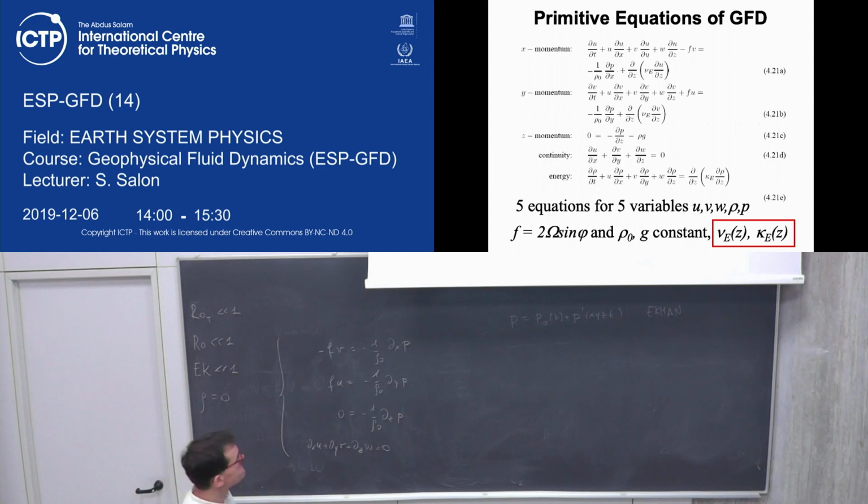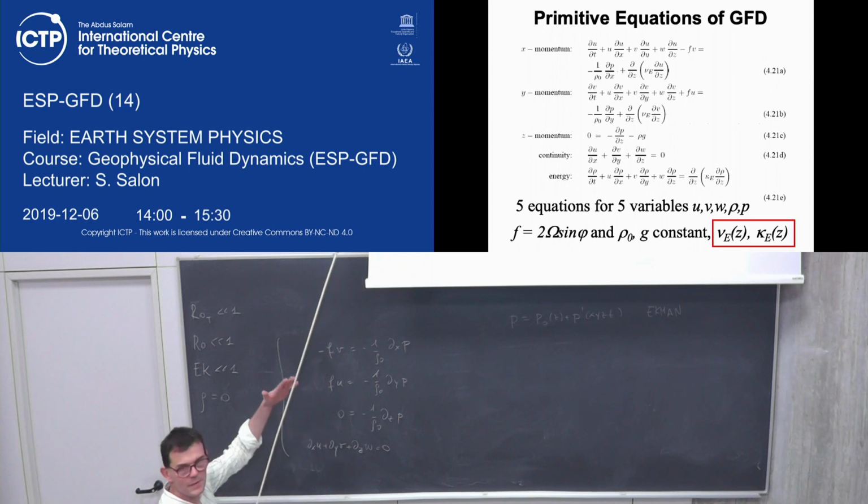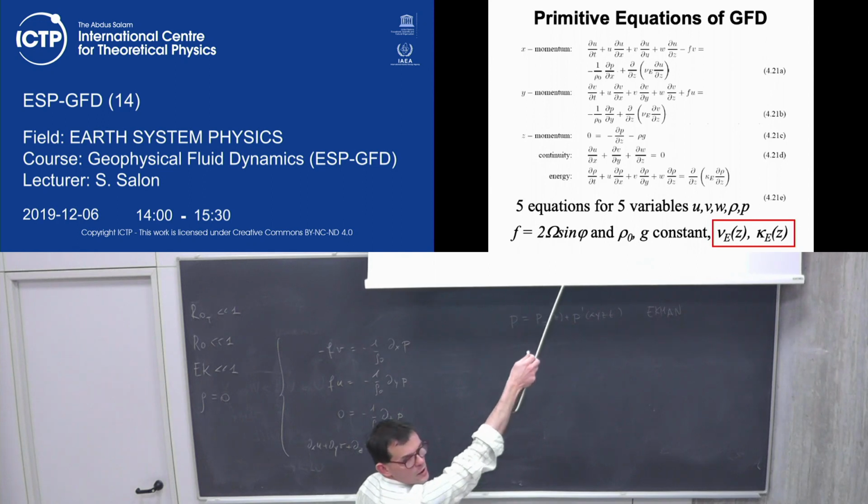So we have lost the second derivative term. The second derivative terms were here, and if we neglect this term because of the Ekman number being much smaller than one, because we are far from the boundary, we lose one boundary condition, because if you have a partial differential equation, the order of the equation is the same as the number of boundary conditions. What is the indication that we are far from the boundary? Ekman is much smaller than one. So with Ekman much smaller than one, we have the friction term much smaller than Coriolis.